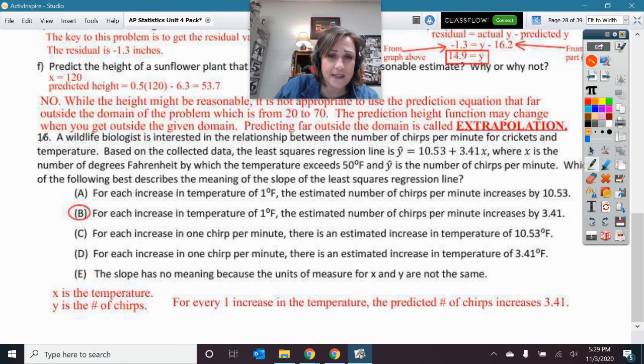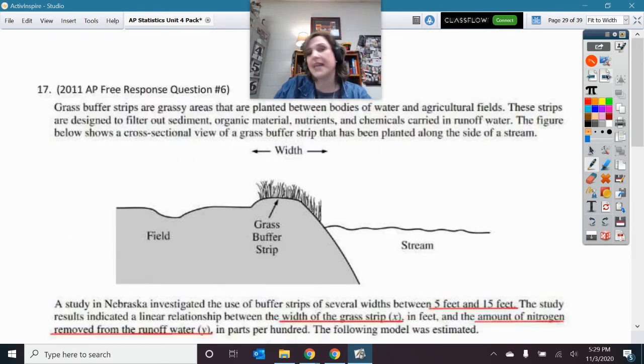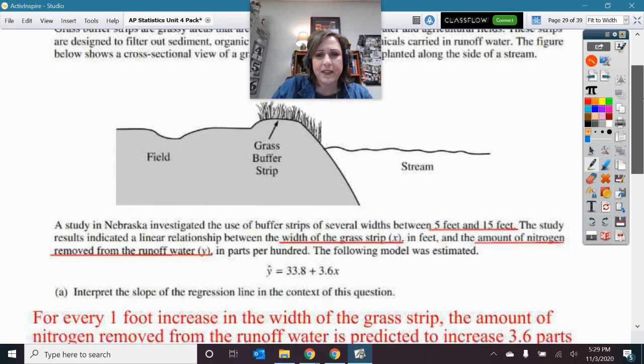Next, number 16. For every increase in the temperature, so you had to identify. You have to make sure when you read a problem like this that you are identifying what is X and what is Y. I usually like to identify what's X and Y, write out my statement of what I think the slope is, and then go find it. Because it's too tempting to just read through those and then miss the correct answer or make a mistake.